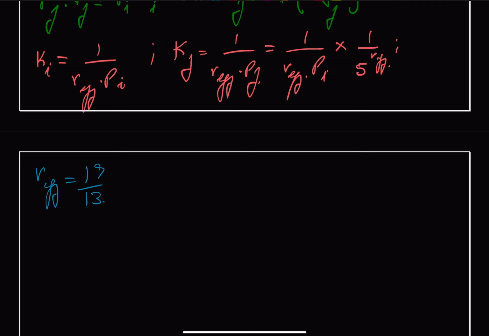And so we can write that 5 raised to power 19 upon 13 will be approximately equal to 10.51.